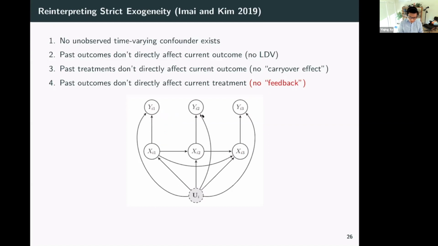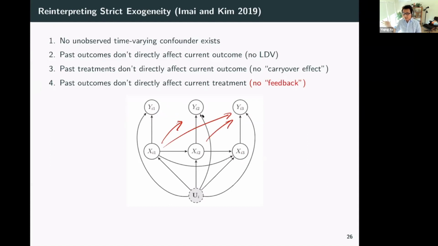And the second, past outcome does not directly affect, so there's no this link, right? That is the implication of this assumption. And the third one is past treatment does not affect future outcome. So this is this treatment, these arrows represent. And this is also kind of a strong assumption.